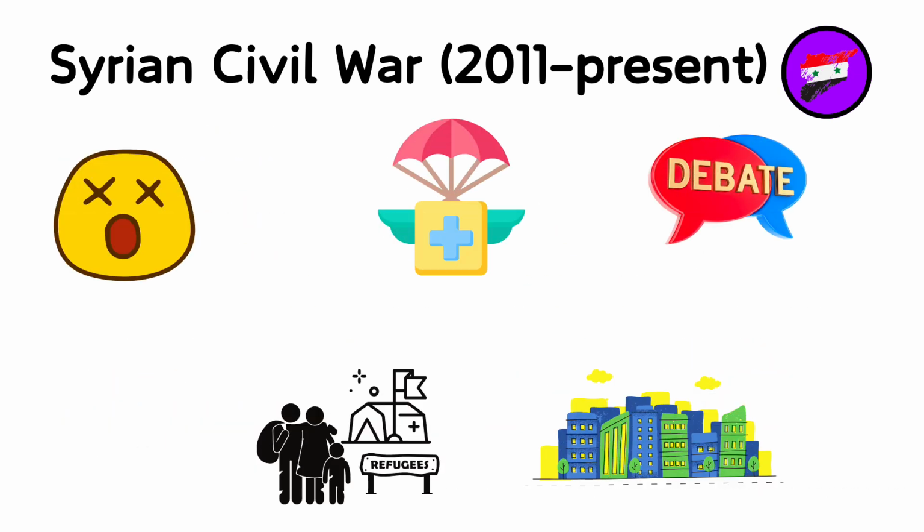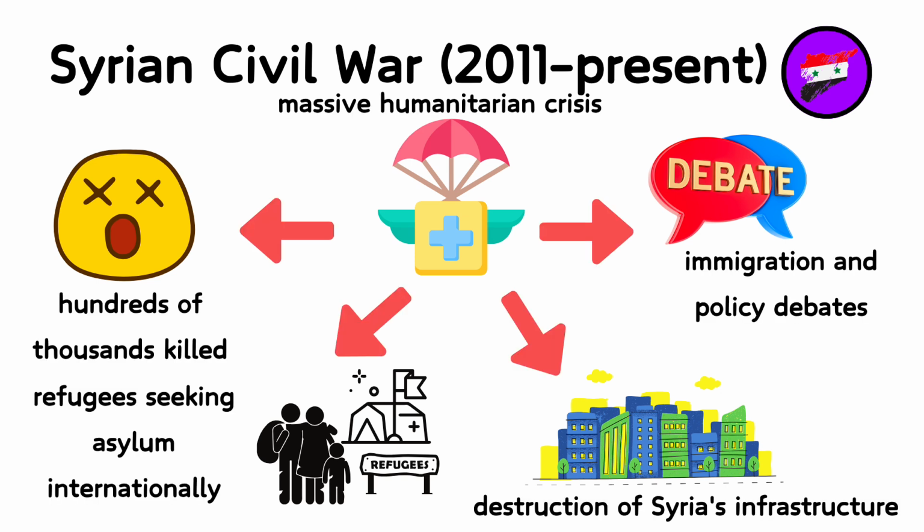The war has caused a massive humanitarian crisis, with hundreds of thousands of people killed and millions displaced from their homes, seeking refuge in other countries. The war has destroyed much of Syria's infrastructure and has had a profound impact on the global community, leading to debates on immigration and international policy.